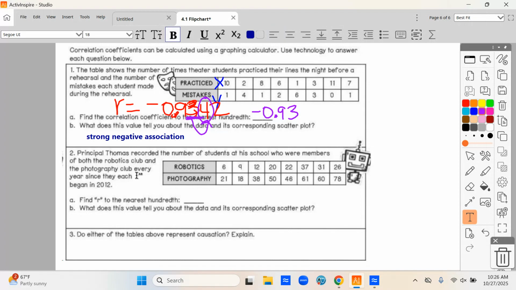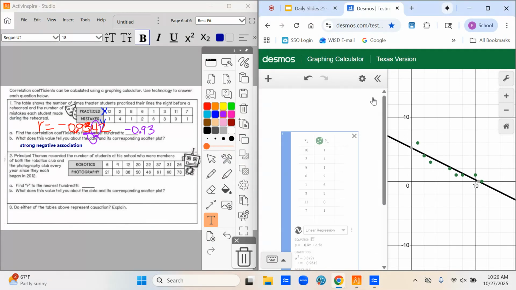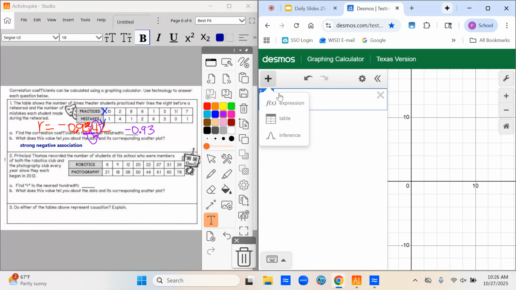Principal Thomas recorded the number of students at his school who were members of both the robotics club and the photography club every year since they each began in 2012. Find R to the nearest hundredth. So again, we're looking for the correlation coefficient. I'm going to go back to Desmos and X this out so it clears it and start with a fresh table.